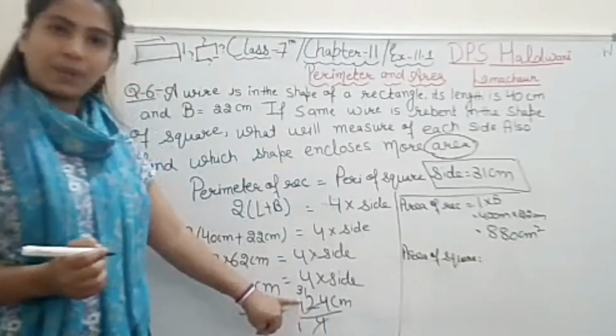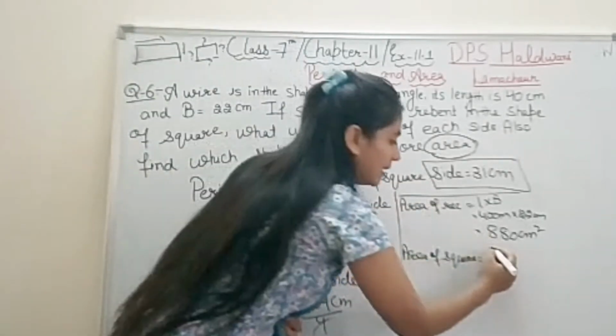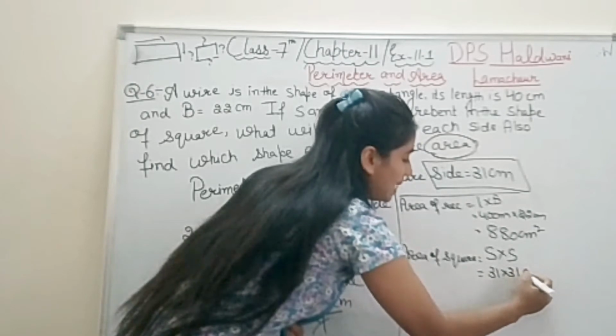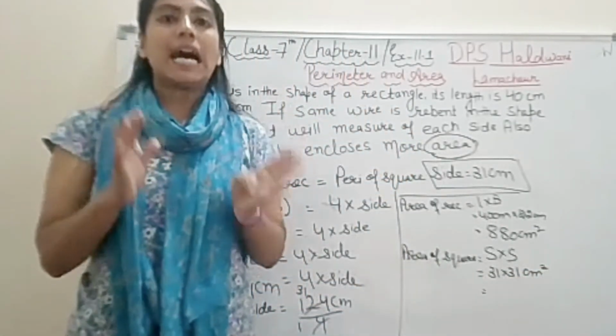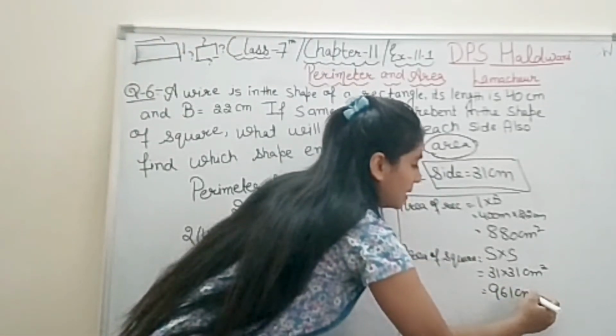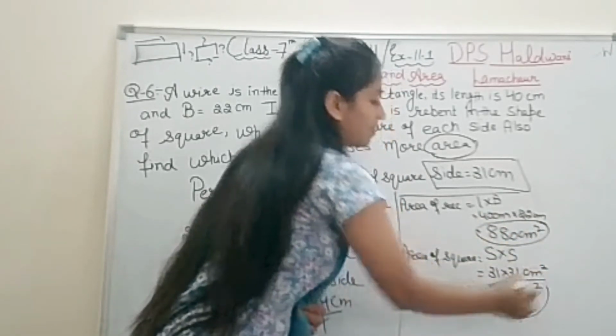And then area of square. Right? Area of square is side into side, that is 31 into 31 centimeter square. So 31 into 31 is 961 centimeter square. So we got the area of rectangle and the area of square.